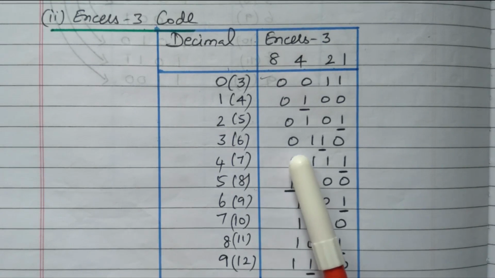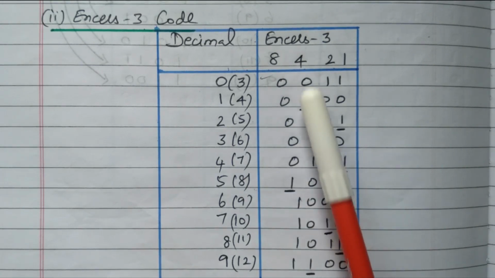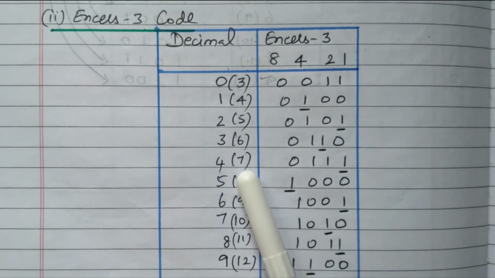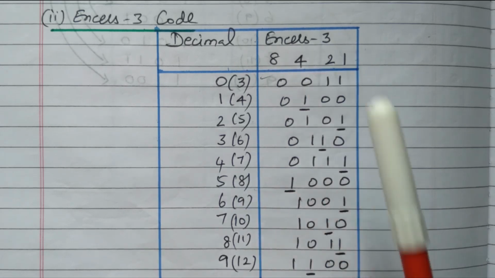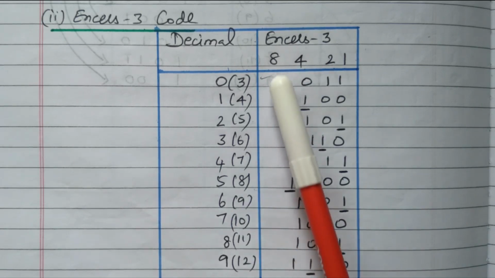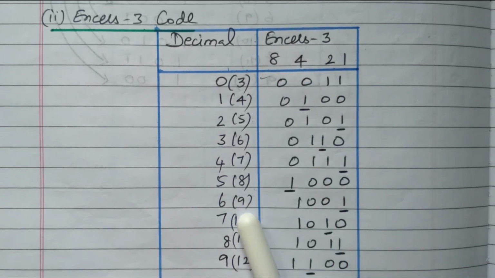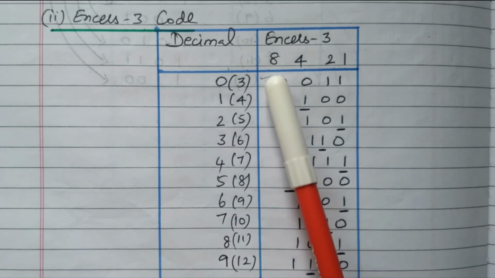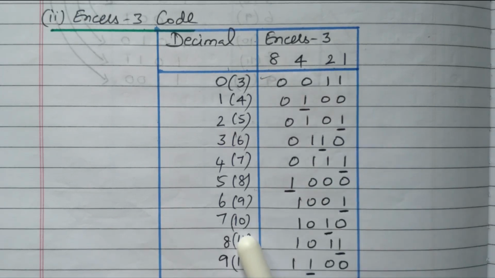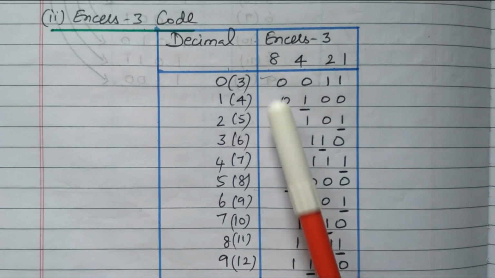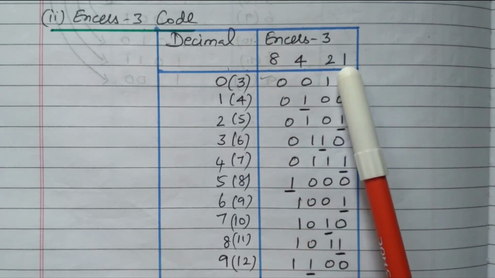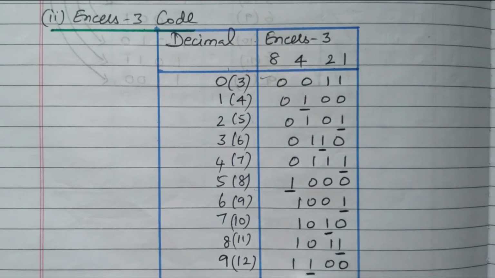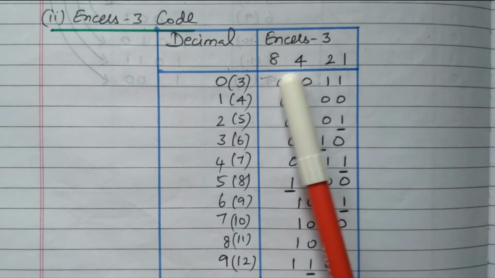Then 6, 0, 1, 1, 0. That means 4 plus 2, 6. Then 7, 0, 1, 1, 1. That is 4 plus 2 plus 1, 7. Then 8, first is 1, that is 8. 9, 1, 0, 0, 1, that is 8 plus 1, 9. The 10, 1, 0, 1, 0, that is 8 plus 2, 10. 11, 1, 0, 1, 1, that is 8 plus 2 plus 1, 11. Then 12, 1, 1, 0, 0, that is 8 plus 4, 12.